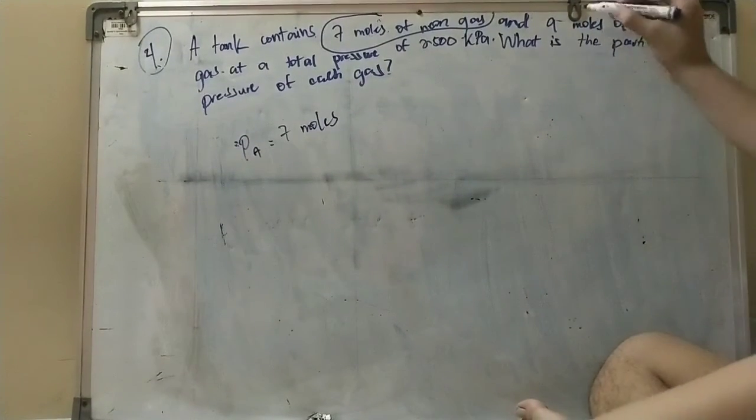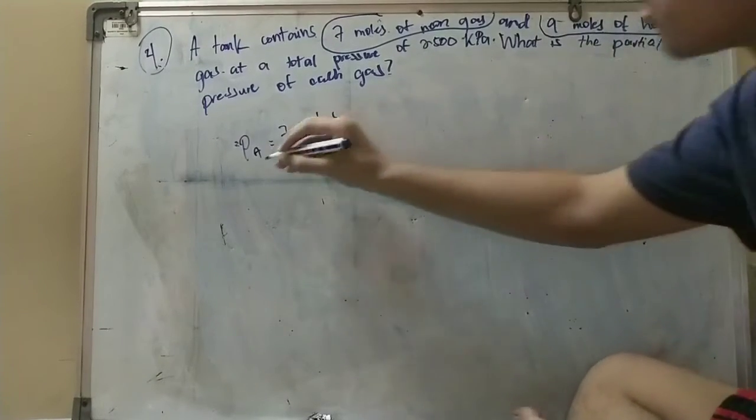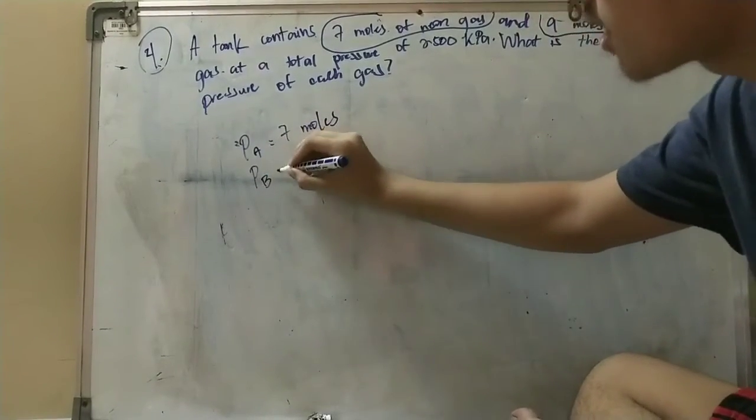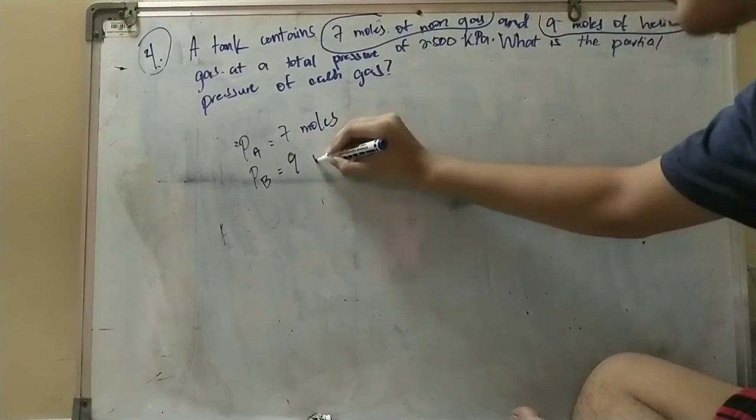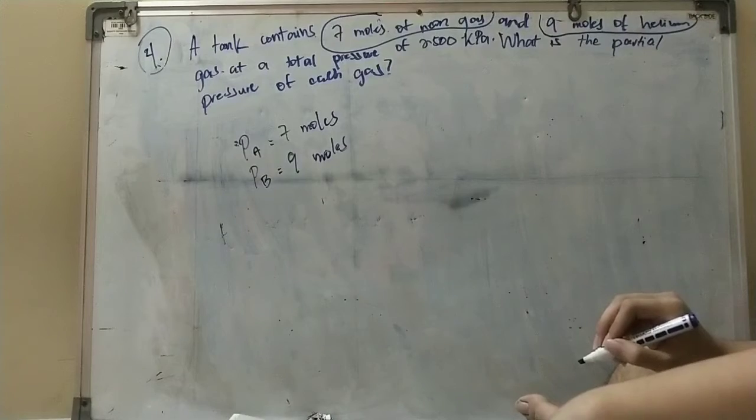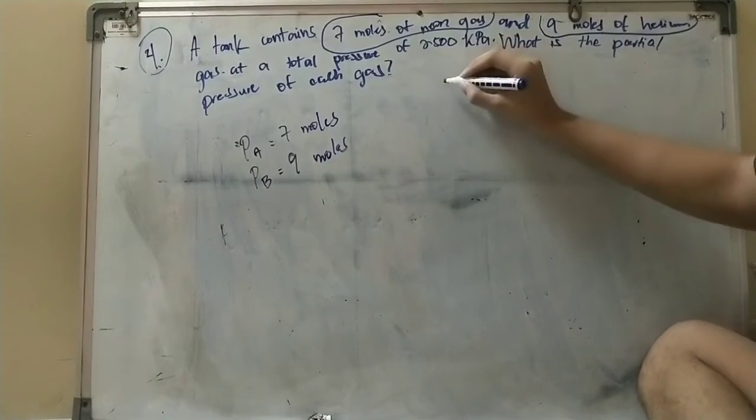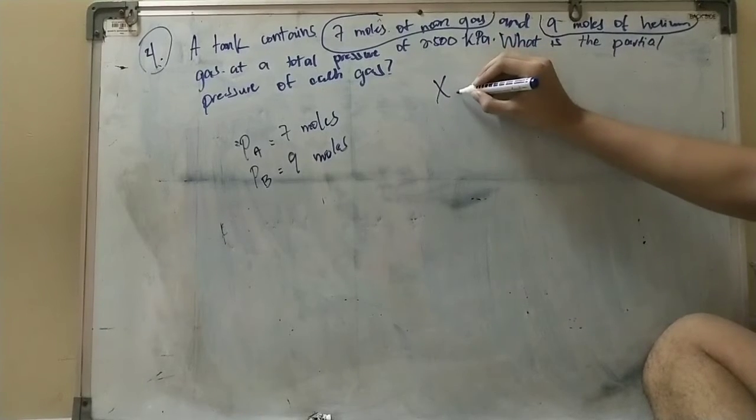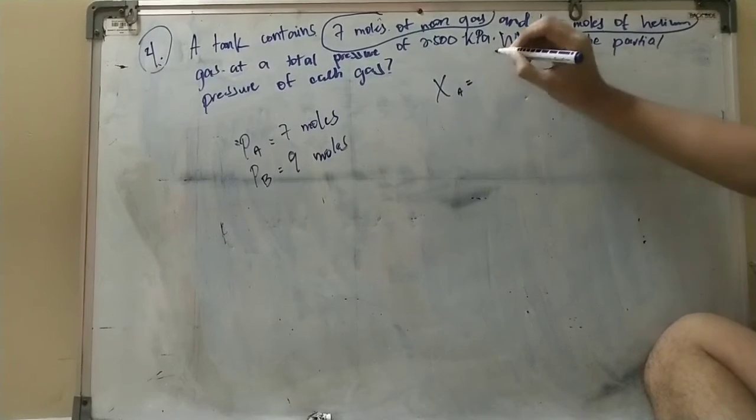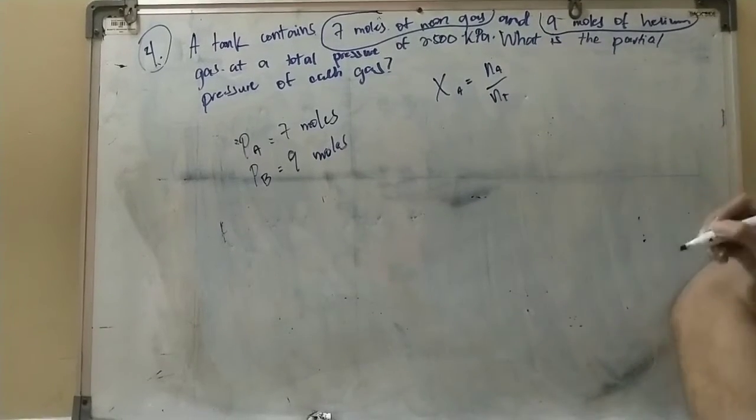The next value I see is 9 moles of helium gas. So let's put B as a representative and put it as 9 moles. Now, what we do here again is to use the mole fraction formula first. So it's XA equal to NA over NT.